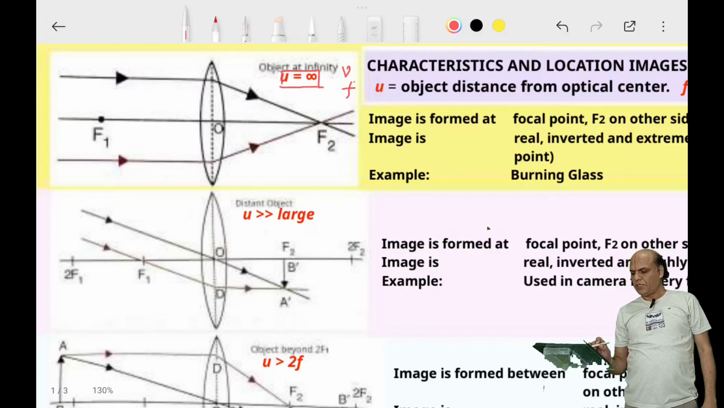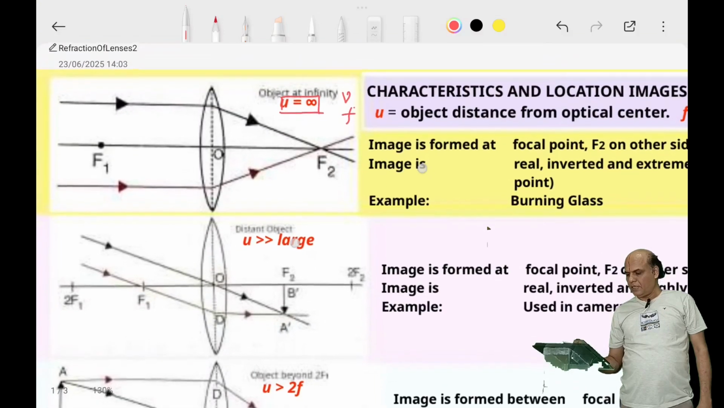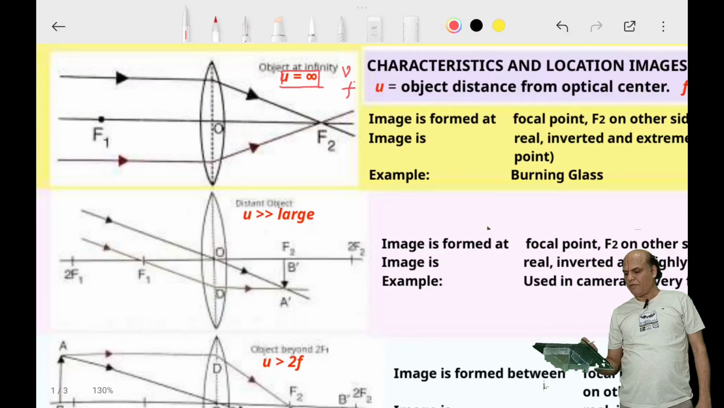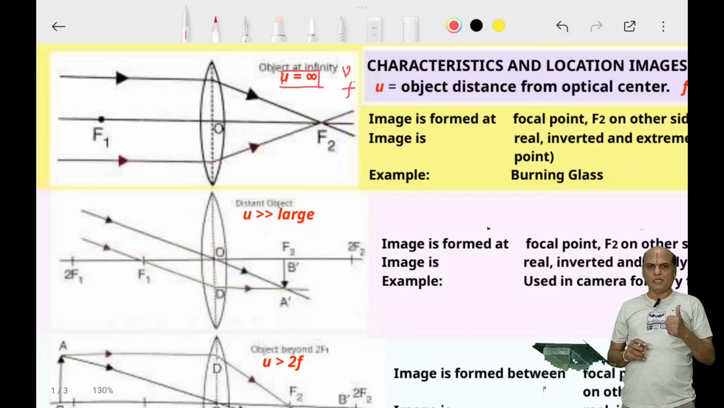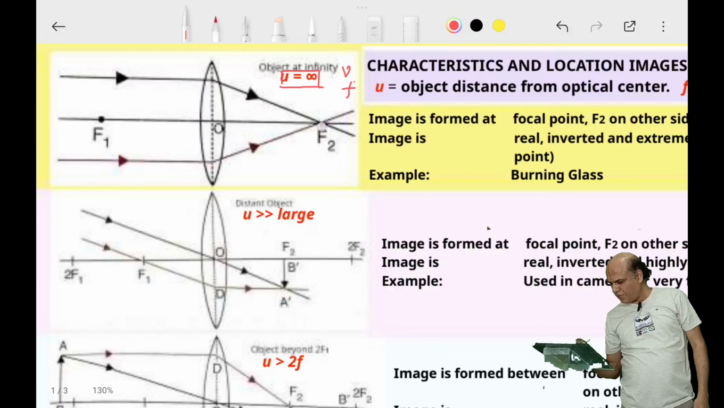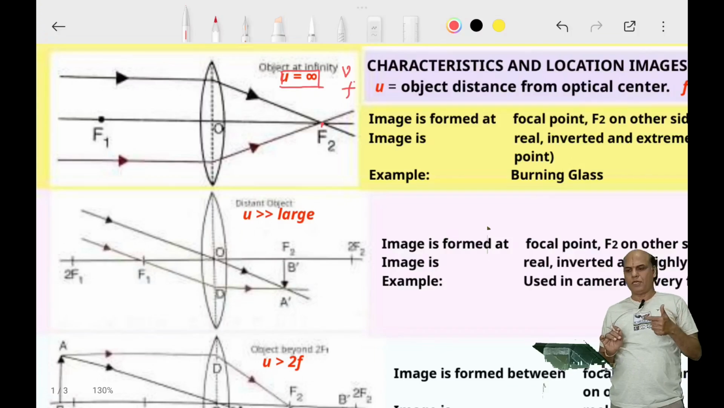So here, when such incident rays which are parallel to the principal axis refract through a convex lens, the lens after refraction converges these incident rays to a focal point. So the image formed is at the focal point. First of all, the image formed is real. Second, the image is extremely diminished, almost to a point. So here the image is formed at f2. It is extremely diminished and forms at focal point f2.